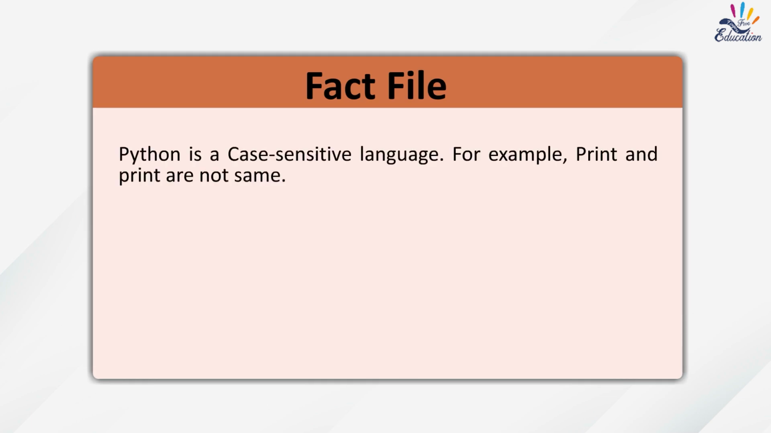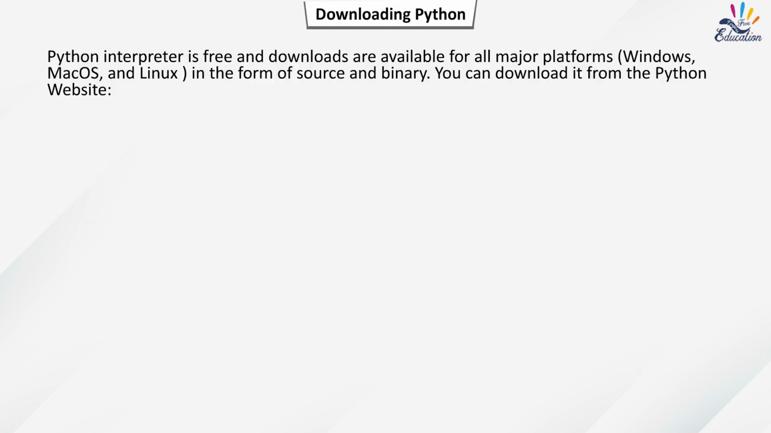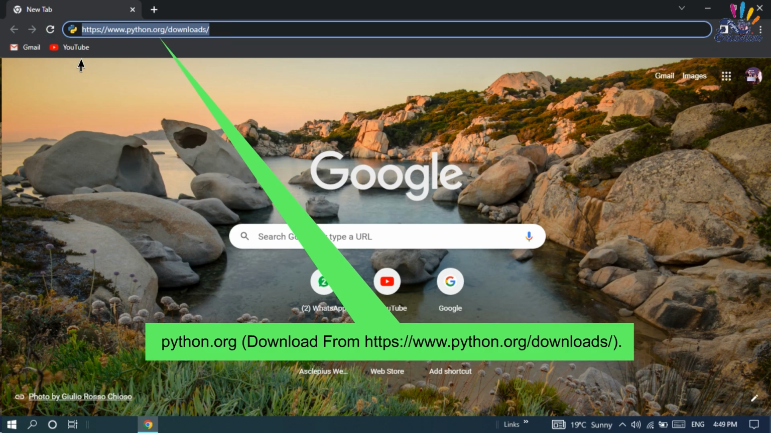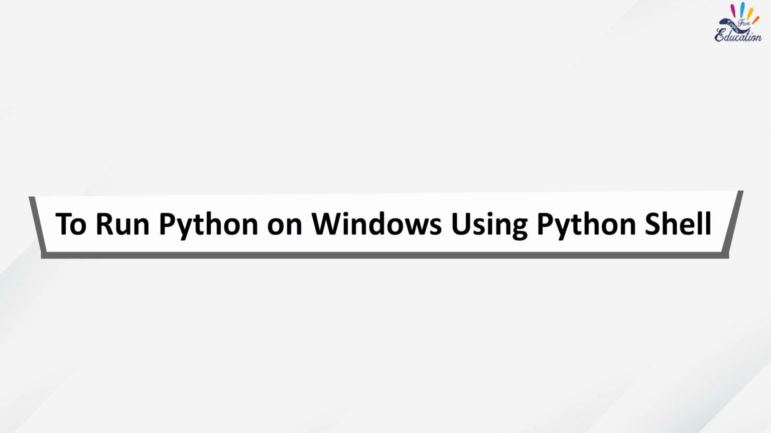Fact file. Python is a case-sensitive language. For example, print and Print are not the same. Downloading Python. The Python interpreter is free and downloads are available for all major platforms: Windows, Mac OS, and Linux, in the form of source and binary. You can download it from the Python website, python.org. Download from https://www.python.org/downloads.